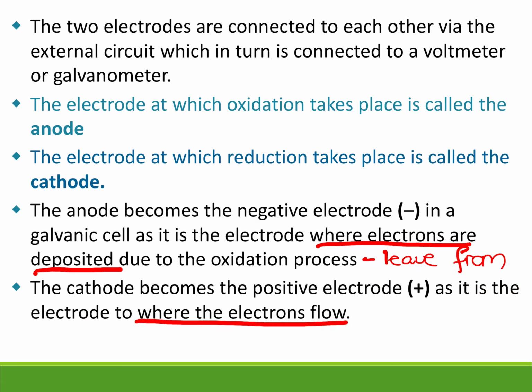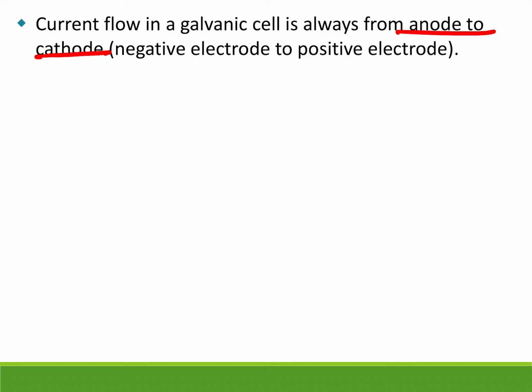Very important. The electrons must be attracted to the cathode. So what I'm telling you is that current will always flow from the anode to the cathode, from the negative electrode to the positive electrode. Always. The two half cells are connected by something called a salt bridge.